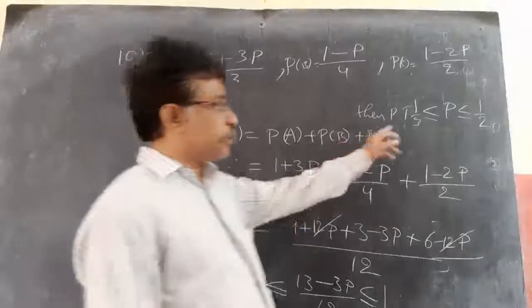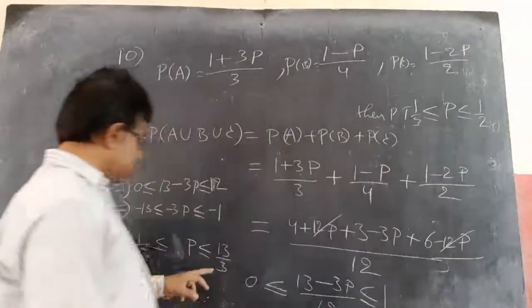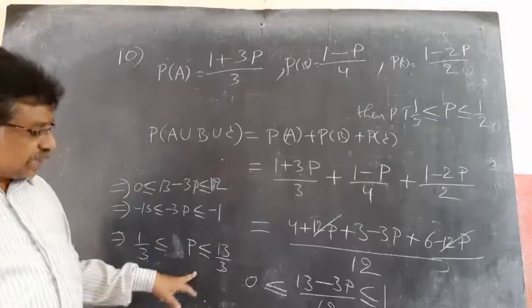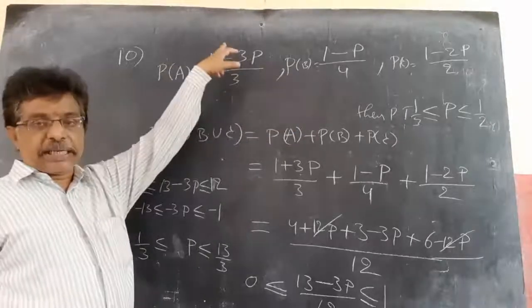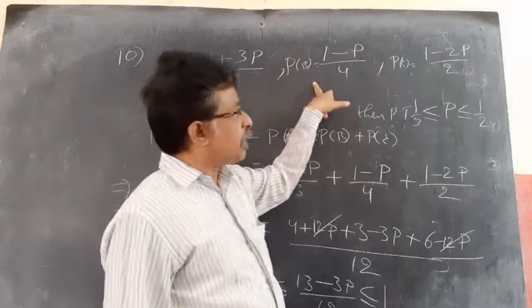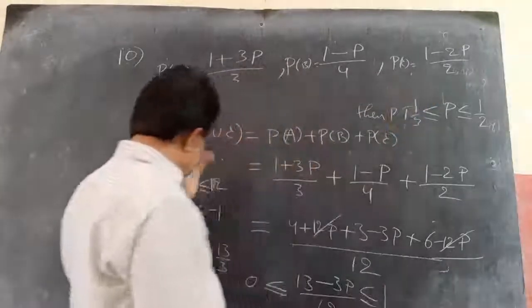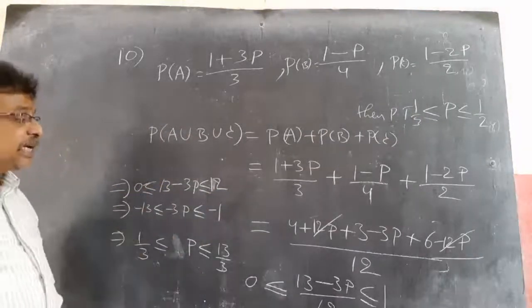But it is asking to prove P lies between 1 by 3 to 1 by 2, not 13 by 3. We are getting 13 by 3. Why is this? Because this is one condition. There are 3 more conditions. This is again a probability, which lies between 0 and 1. If you take all the 3 conditions and the intersection of all the 3, then you will get what is asked.